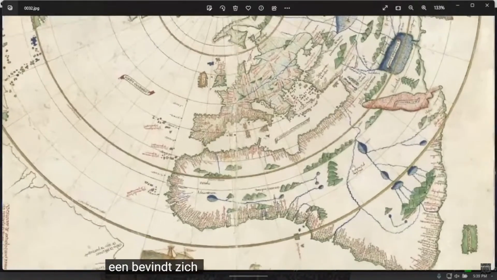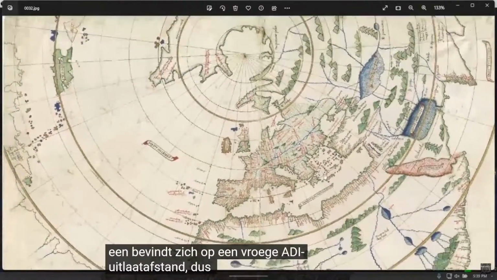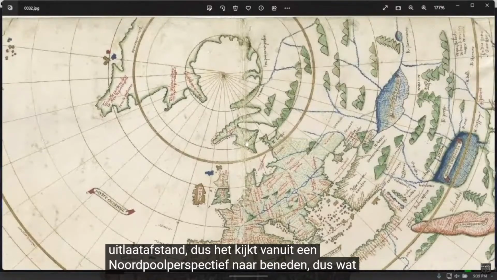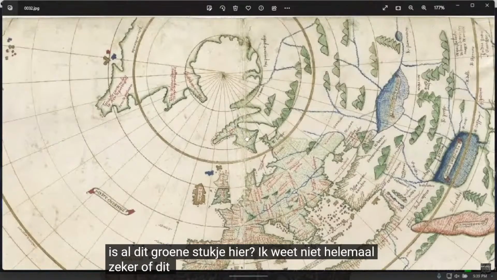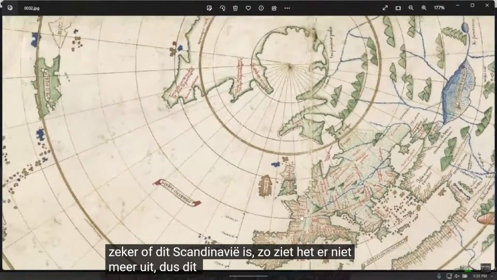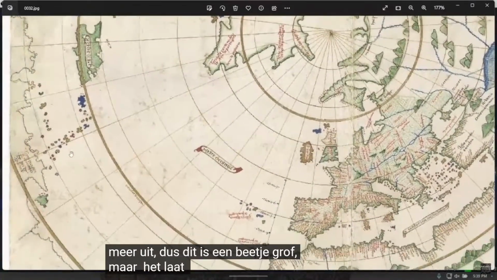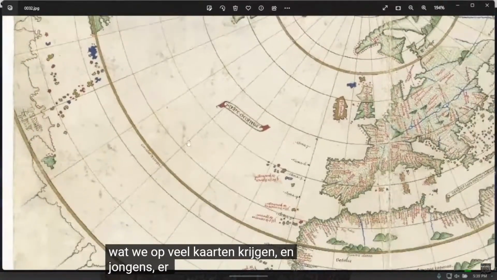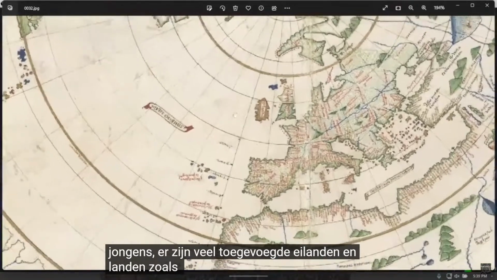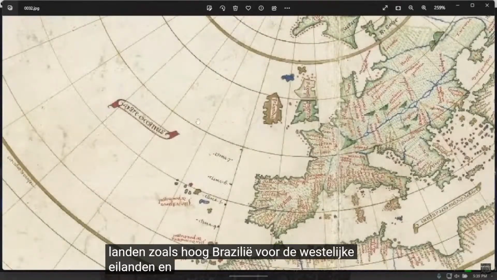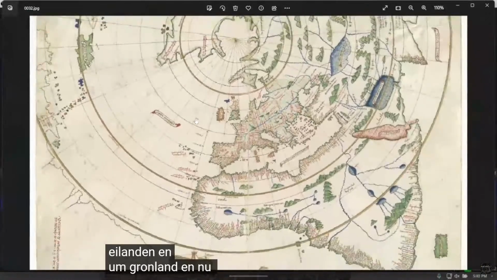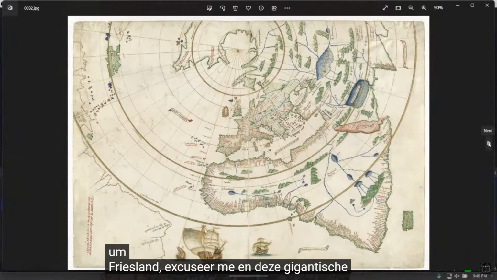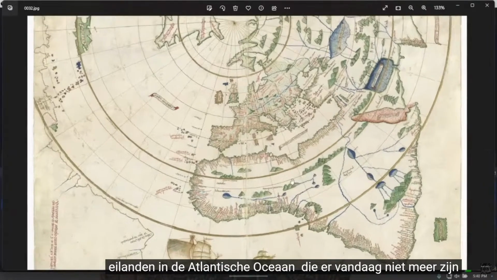So this one's an early azimuthal equidistant, so it's looking down from a North Pole perspective. So what all of this green bit is up here, I'm not quite sure. This is Scandinavia. Doesn't look like that anymore. So this is a bit crude, but it does show the Americas. What we get on a lot of maps as well, guys, is a lot of added islands and lands like Hy-Brasil off of the Western Islands, and Grönland, and no, that's Greenland. Friesland, excuse me, and there's giant islands out in the Atlantic which are no longer there today.